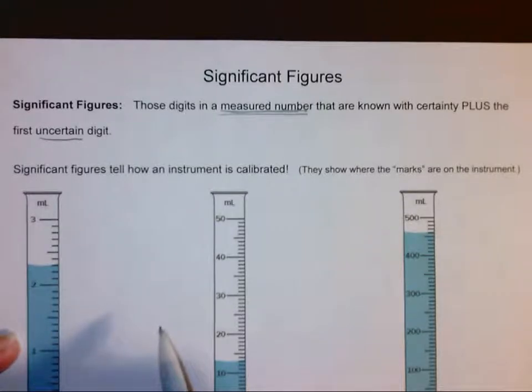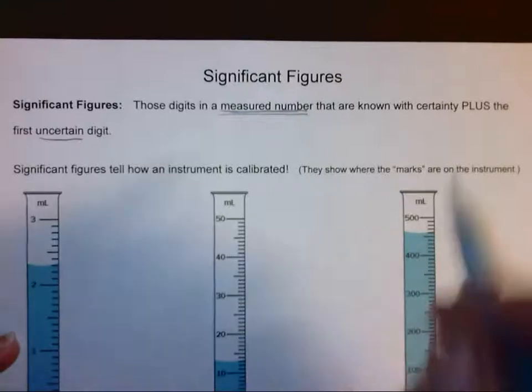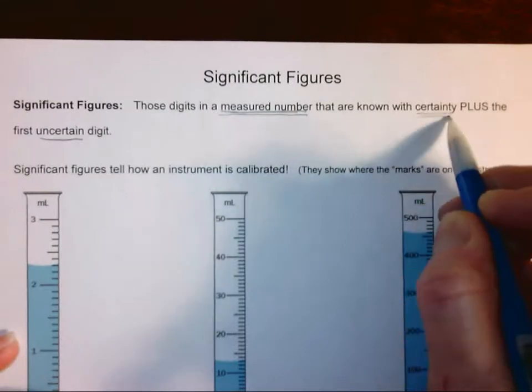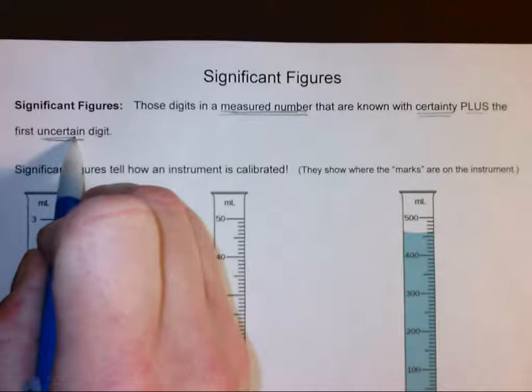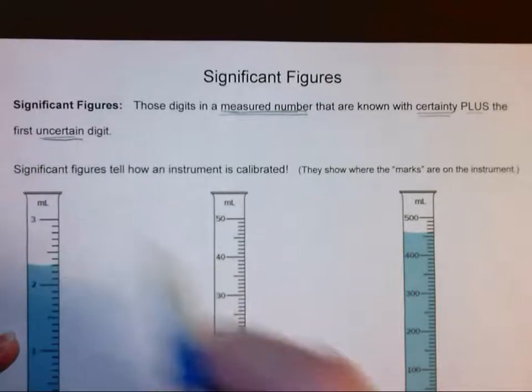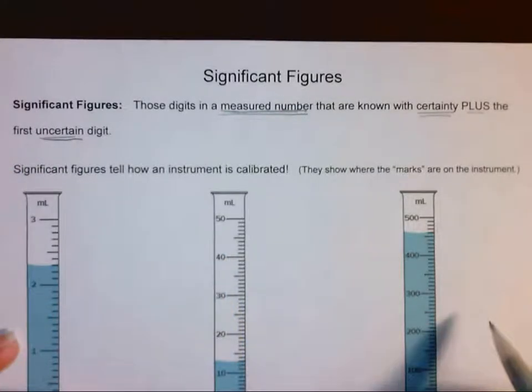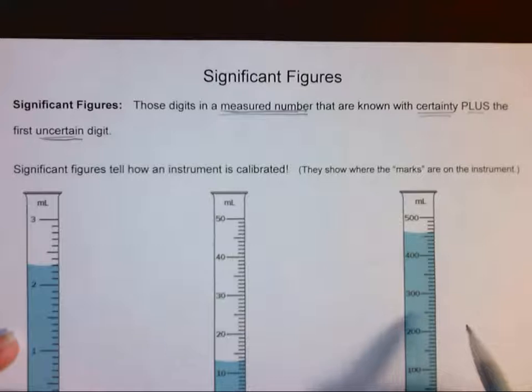You do not have significant figures for counted numbers such as money or counting people, but you do have significant figures anytime you use an instrument to measure something. So those digits in a measured number that are known with certainty plus the first uncertain digit. So we are going to look at significant figures with 3 graduated cylinders.